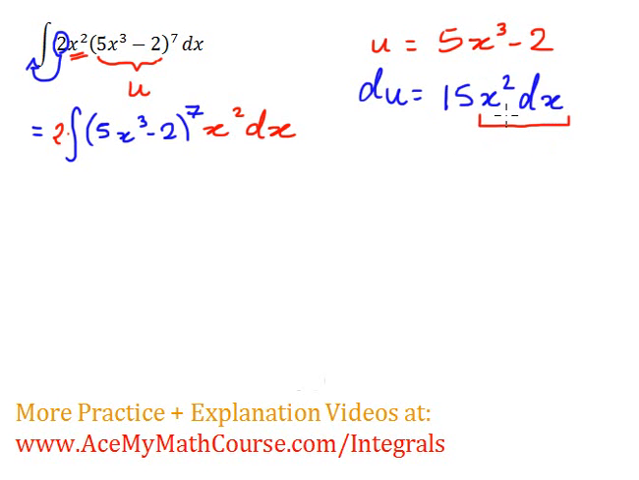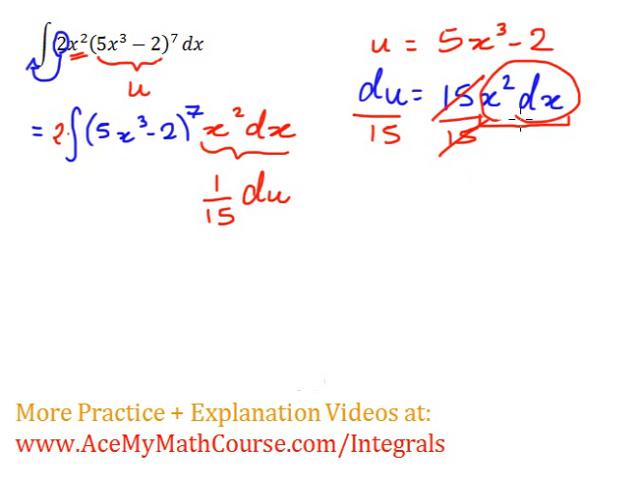But I want to basically isolate it. So what I'll do is that I'll divide both sides by 15. These go away. And that's now going to work out very nicely. Why is that? Well, because we have x squared dx, which is du over 15. So I can just replace this portion for du over 15, or in other words, 1 over 15 du. Look at that. Again, it's just because x squared dx is equal to du over 15. So I can just replace what we have here.